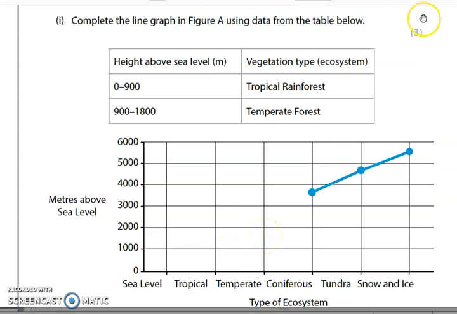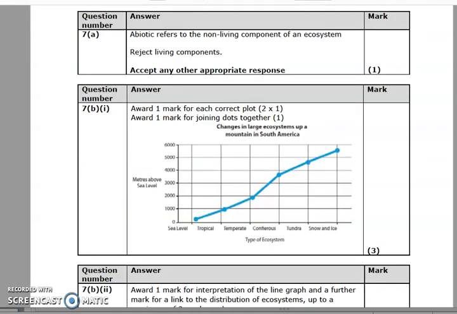However, it's worth 3 marks. So think how you're going to get your 3 marks on this. Well, not only do you need to plot the data, but you need to complete the line graph. Therefore, make sure you draw the lines between 0 and 900, between 900 and 1800, and between 1800 and about 3700. Okay, so checking your answers for those simple ones.